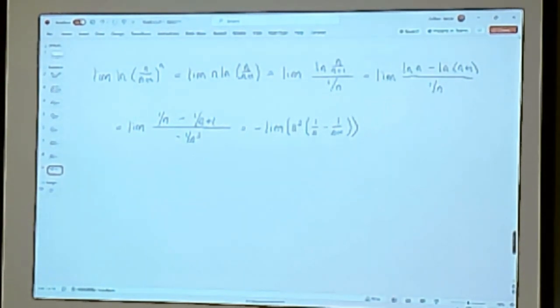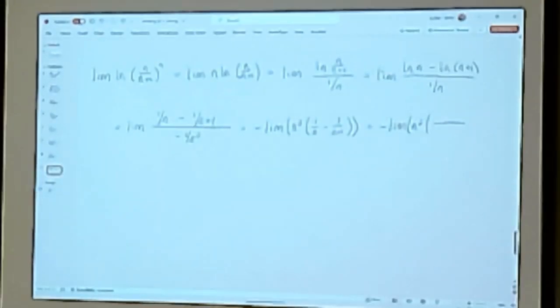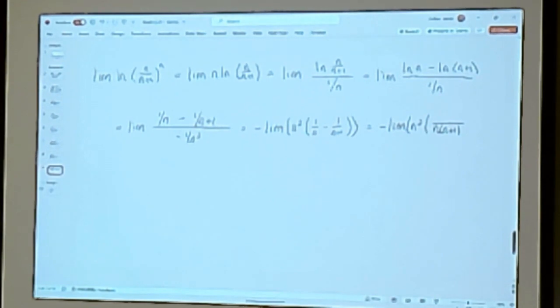We're going to have a common denominator of n times n plus 1. And what are we going to be left with in the numerator? It's just 1. N plus 1 minus n is in the numerator. What's that limit? That limit is 1.